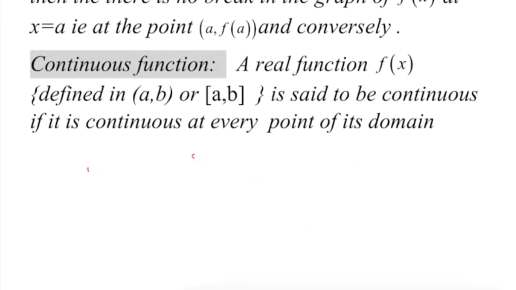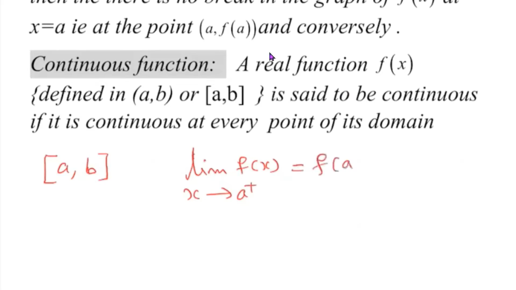So here you should remember, when you need to find the continuity of the function at x equal to a in the closed interval, you need to verify only limit of f of x as x tends to a plus. So here you can approach a only from the right, not from the left, because a is the end point. There is no point to the left of a. This should be equal to f of a. Then we say that it is continuous at x equal to a.